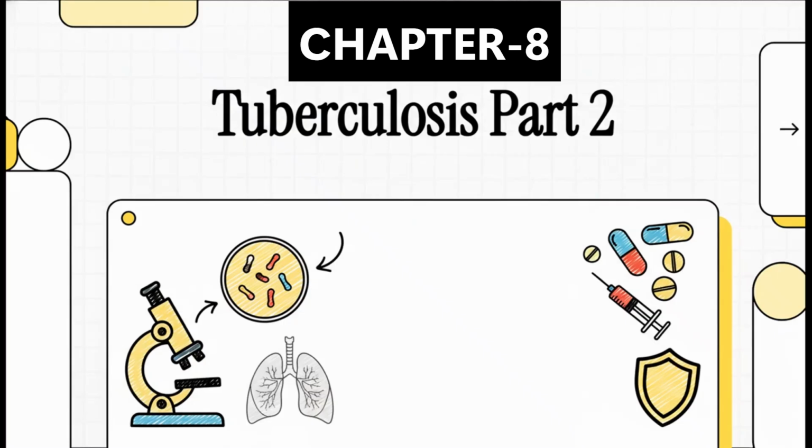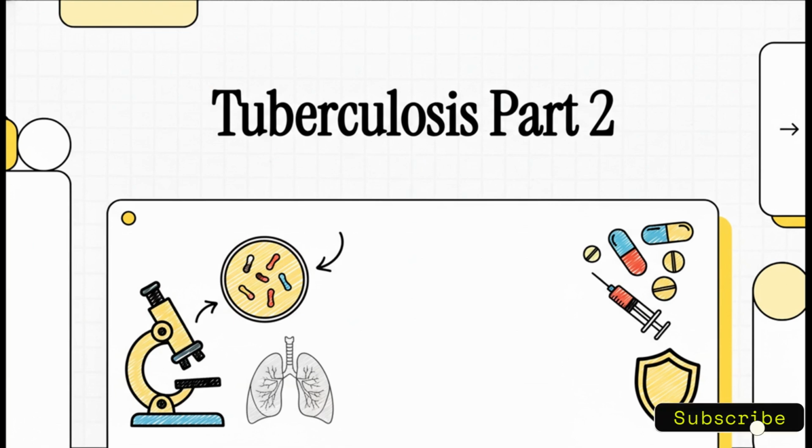Welcome back to our high-yield series on tuberculosis. So in part 1, we really laid the groundwork, right? We covered the basics and how the disease develops. Today, we're jumping right into the clinical side of things: how you spot TB, how you prove it's there, and most importantly, how you treat it. This is all about getting you ready to ace those exams.